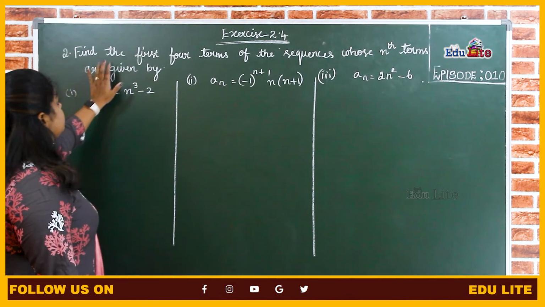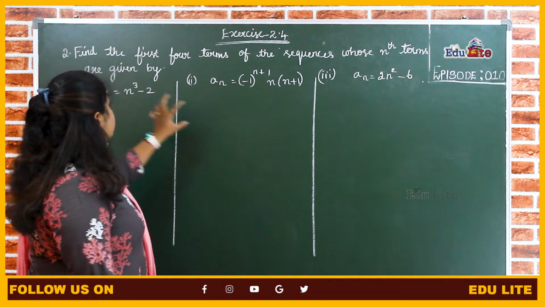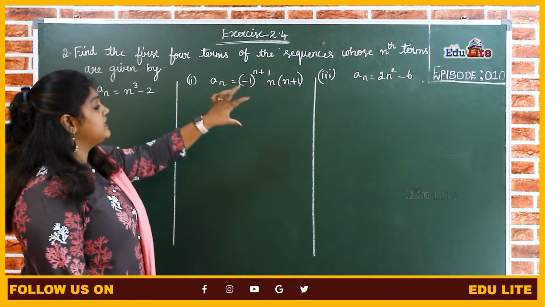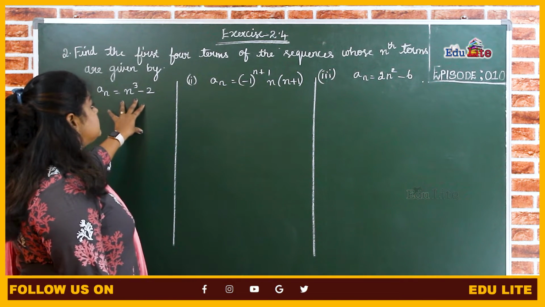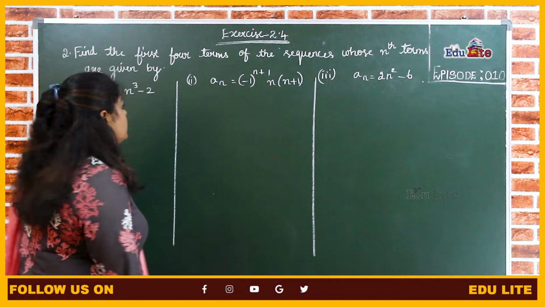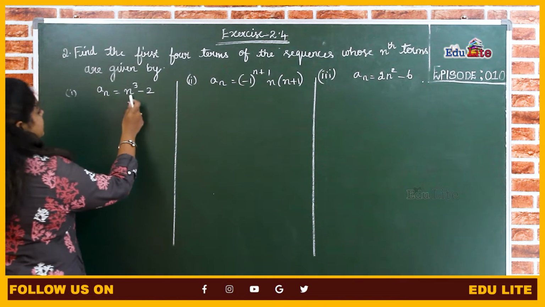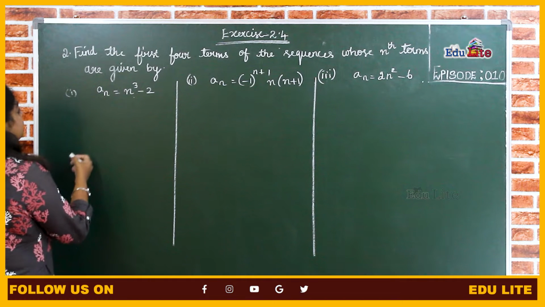In the second problem, we have to find the first four terms of the sequences, whereas in the three subdivisions the nth term, which means the general term, is given. We have to find the first four terms for each of the sequences. It's so simple to do. What we have to do is apply the values of n as 1, 2, 3 and 4 to get the first four terms.